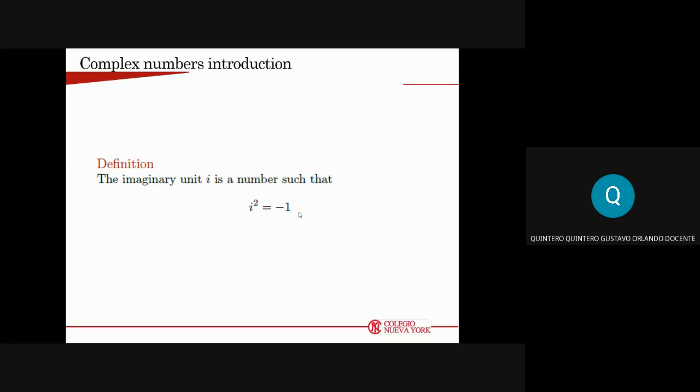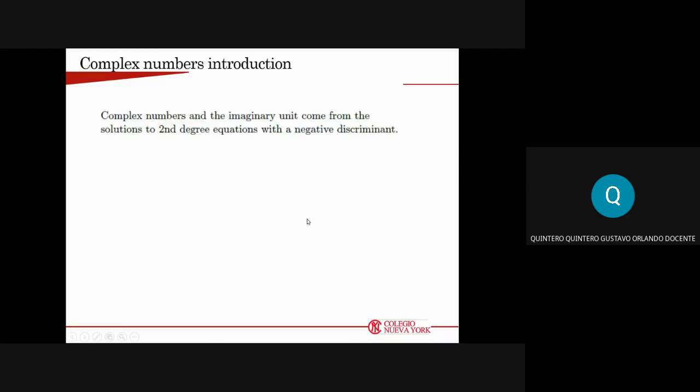Now, this is the basics, and it is extremely important simply because of what we can do with this little letter, this little i. So please go ahead and write it down. i, the letter i, is a number such that whenever you elevate it to the second power, it is going to be equal to -1. All right? Now let's continue.